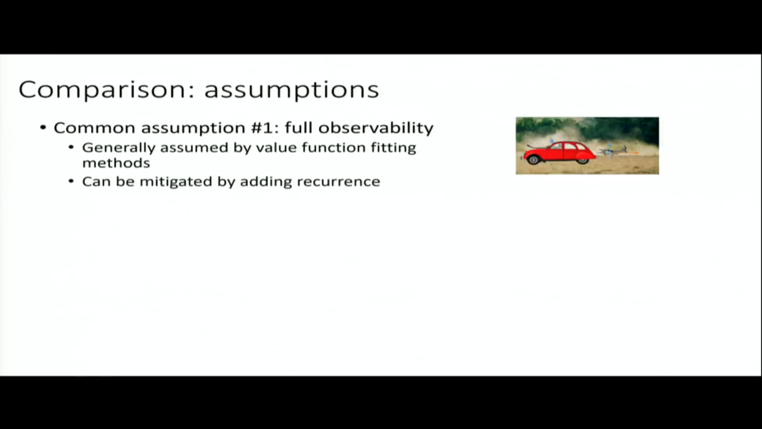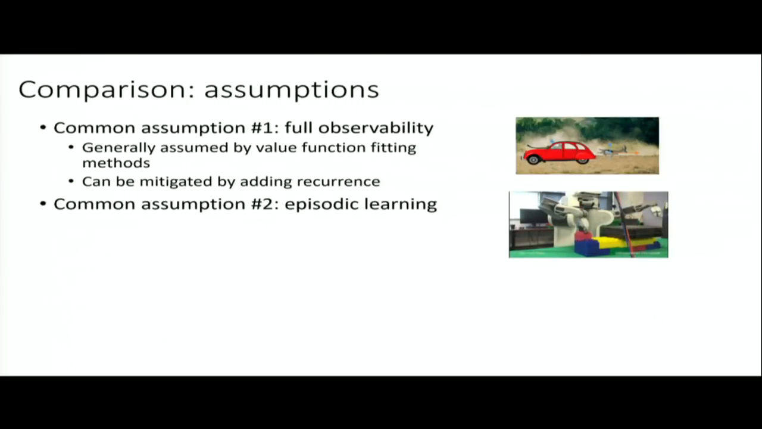You can mitigate it by adding recurrence, essentially considering your history, just like we talked about in Monday's lecture, and we'll discuss that a little bit too. Another common assumption that some algorithms make is episodic learning, which is basically to say that capital T is less than infinity. So episodic learning sometimes makes sense.